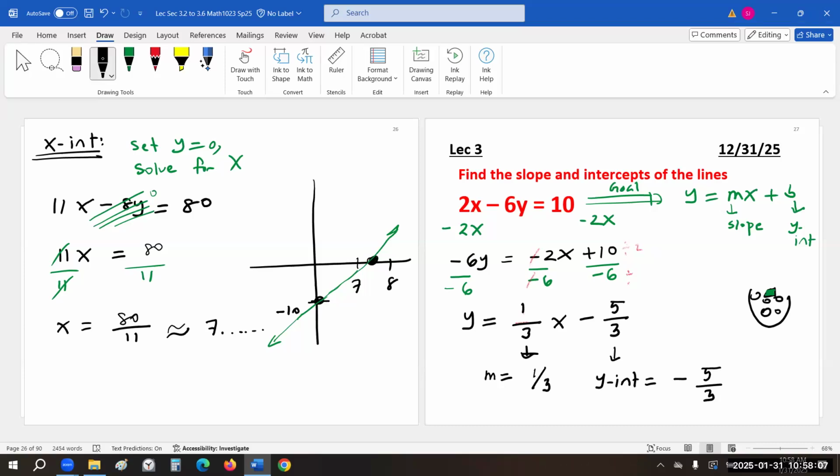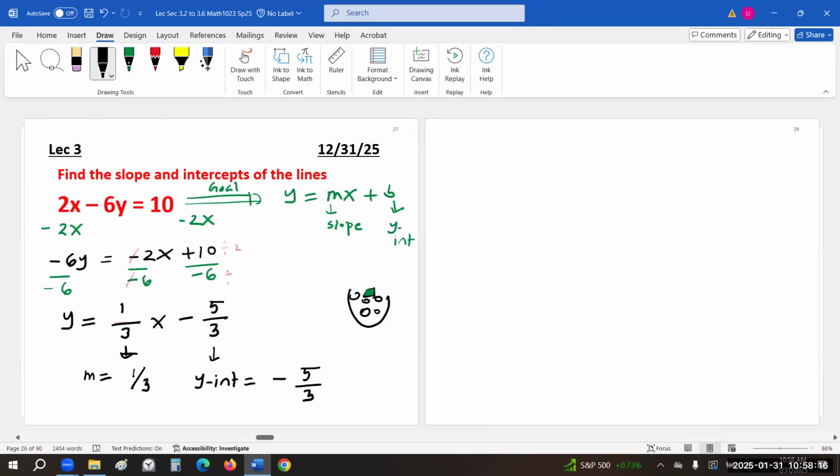So we found slope and y-intercept easily, but they're asking for all the intercepts. That means you also have to find the x-intercept. So to find the x-intercept, we need to do work. We set what to be 0? X or the y? Y. And we solve for x. So for this, the original one is the best.